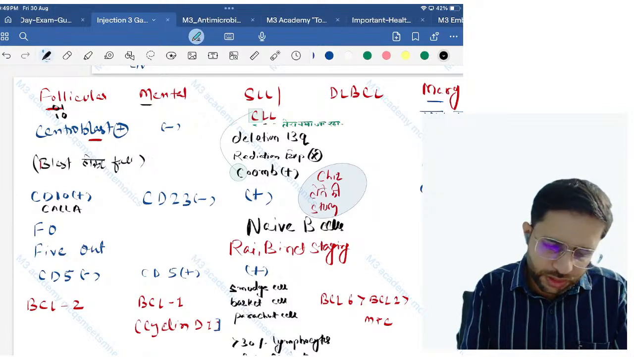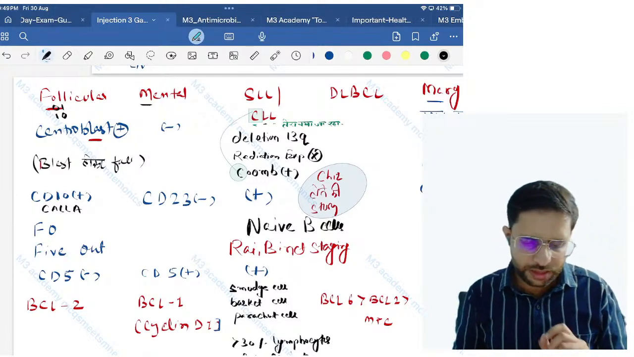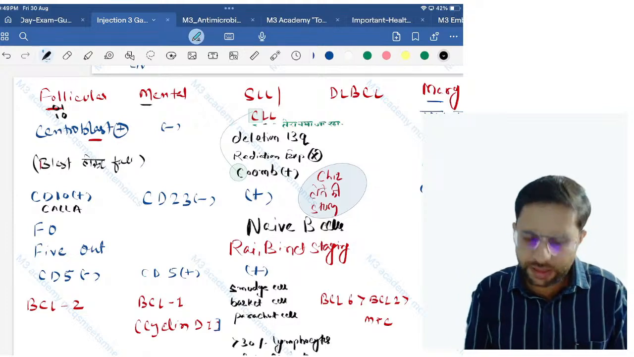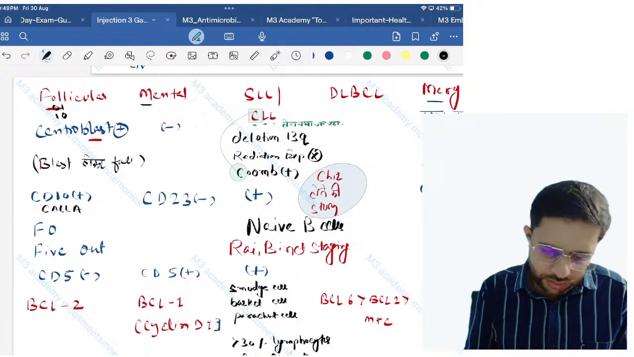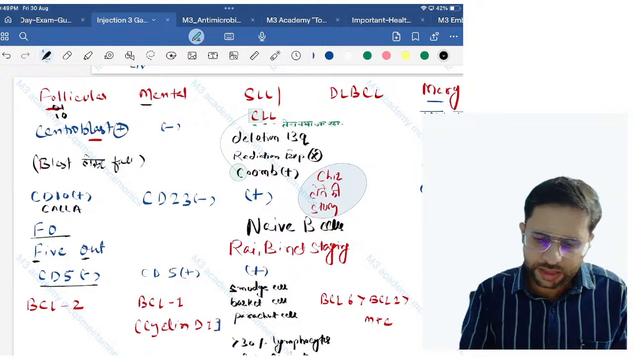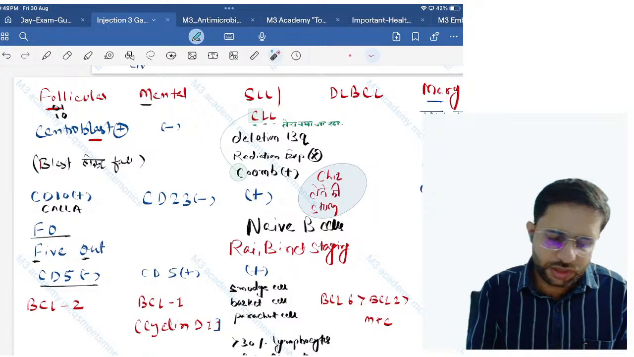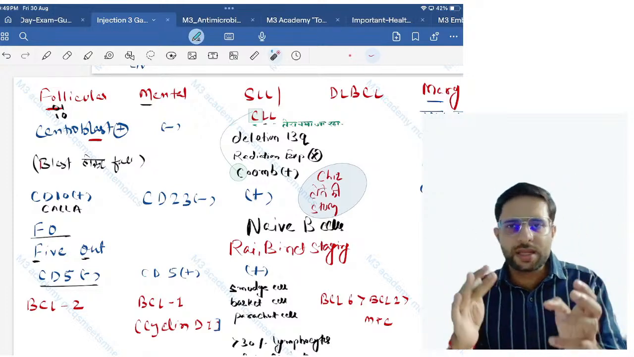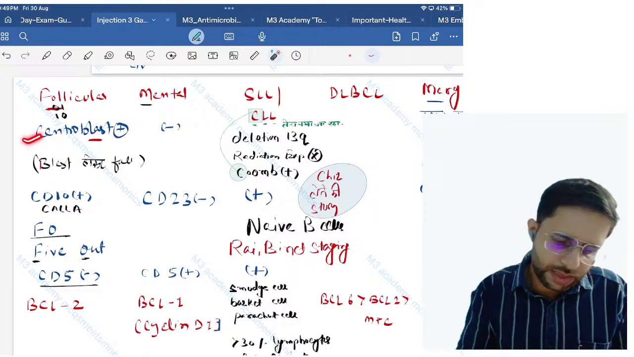We can say CD10 is positive when you write follicular. If you take its opposite, what will it become? 10. Yes, so CD10 is positive. So what is the other name of CD10? CALLA. Now, this follicular you can say F4. So F4 5, O4 out. So CD5 is negative. Yes, so what did we see in follicular? How can we remember follicular? Follicular means you can say fall. How did it fall? In the cycle the blast happened so someone fell. So centroblast is positive. Yes.